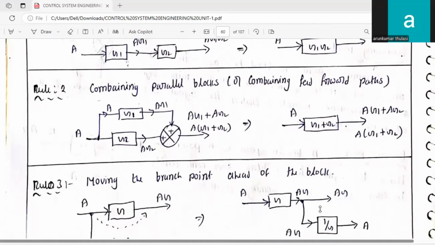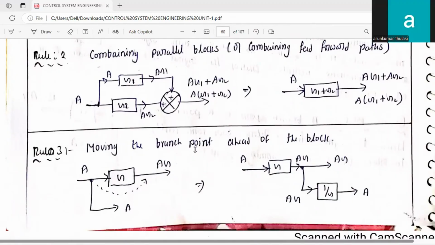Next, come to rule 3, moving the branch point ahead of the block. So this is the branch point. It is in this position. If you move it from here to here, we'll see what is happening. So here for this one, let's consider it is a one.